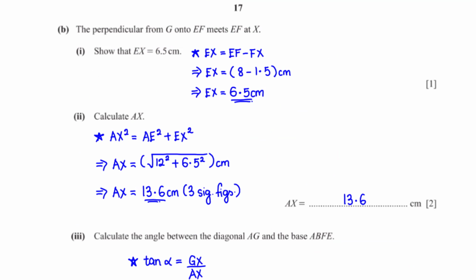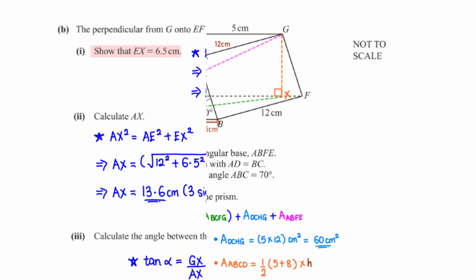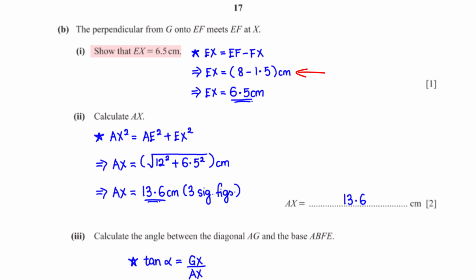The perpendicular from G onto EF meets EF at X. Show that EX equals 6.5 centimeters. On the diagram, we've indicated the position of point X. We see that EX is EF minus FX. EF is 8 centimeters and FX is 1.5 centimeters. 8 minus 1.5 is 6.5.